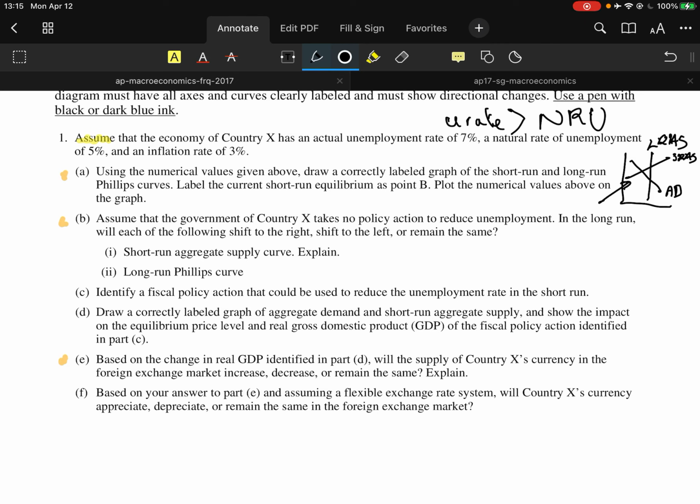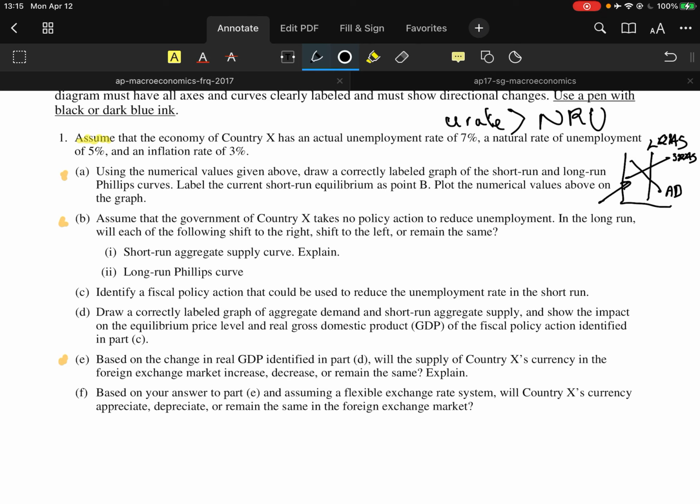And then the second one, long-run Phillips curve, will it shift to the right, shift to the left, or remain the same? If we recall, long-run Phillips curve is vertical at the level of the natural rate of unemployment. Unless something has come along to change the natural rate of unemployment for our country, we can assume that the long-run Phillips curve is in the same place it was before. So we have no information to suggest the NRU has changed. NRU remains constant, therefore long-run Phillips curve remains the same.